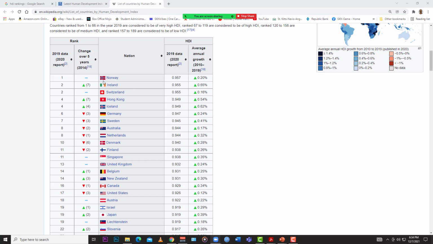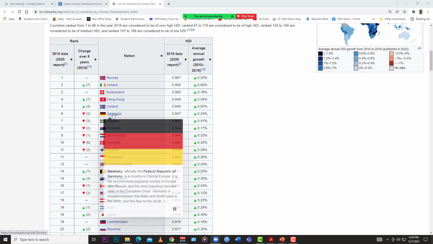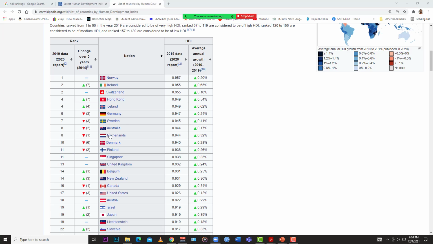We have Norway, Ireland, Switzerland, Hong Kong, Iceland, Germany, Sweden. Look at that. Most of the Scandinavian countries are top 10. Netherlands, Denmark, Finland, Singapore, the UK. And you can see the annual growth of these economies as it relates to the HDI. And so once you reach these kinds of numbers, 90, 80, that's high level, right? That's a high level of development for these countries.